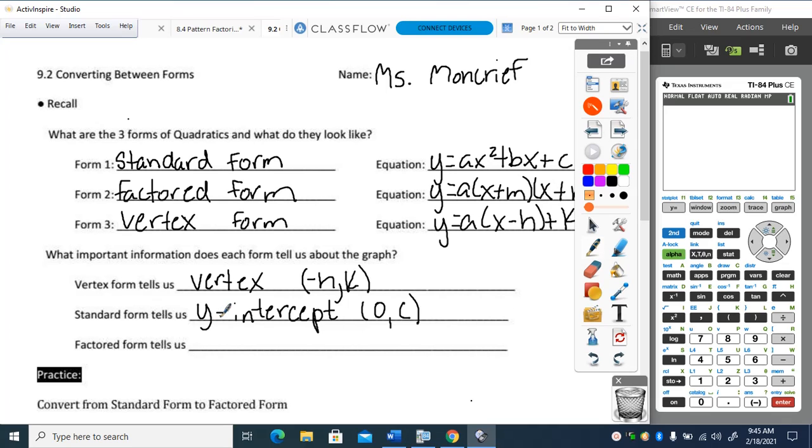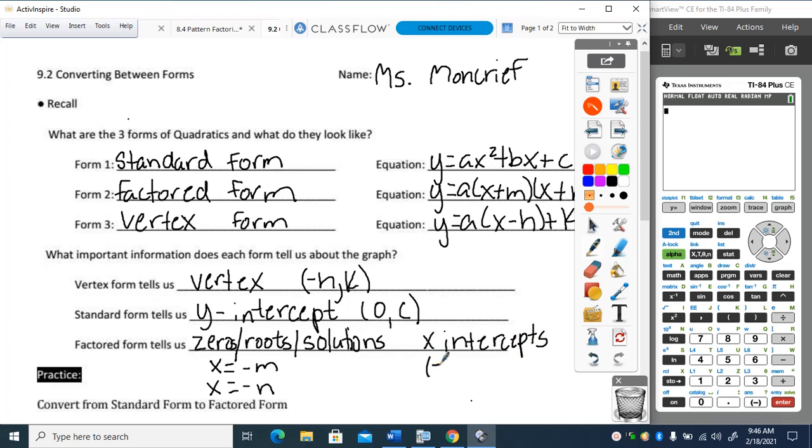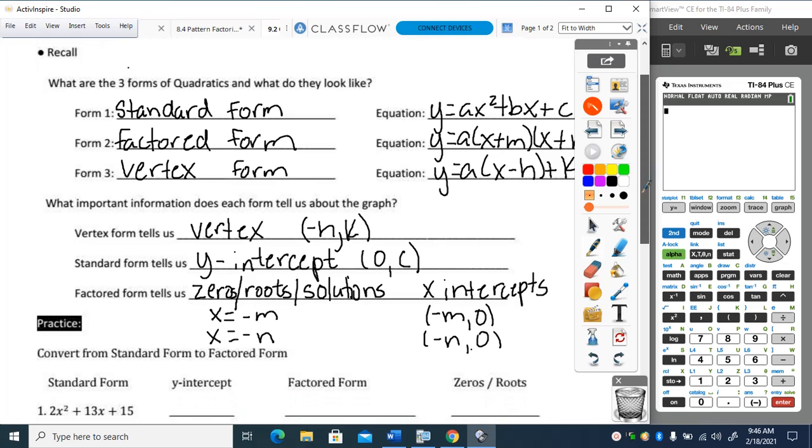And then we have our factored form, tells us our zeros, roots, and solutions, which is x equals negative m and x equals negative n, because it's the opposite of whatever those signs are, or our x-intercepts, which would be negative m, 0, and negative n, 0. So yeah, let's go ahead and look at reviewing converting one of each.